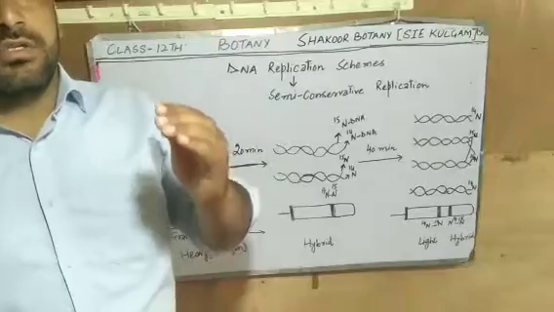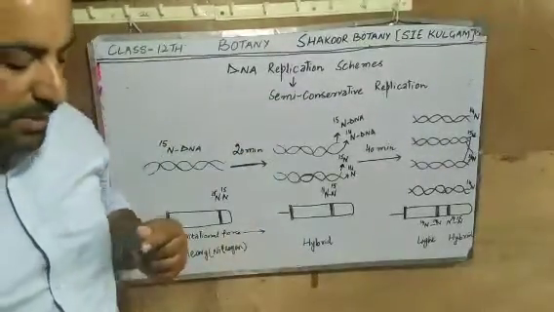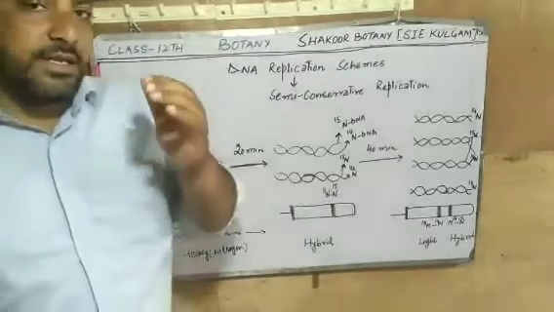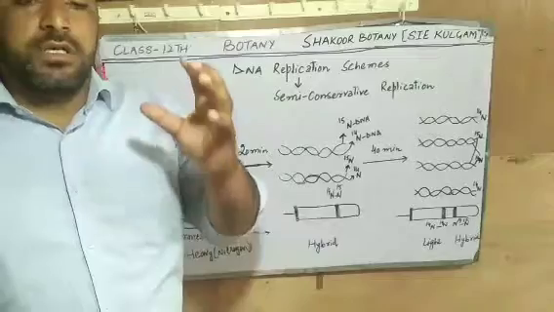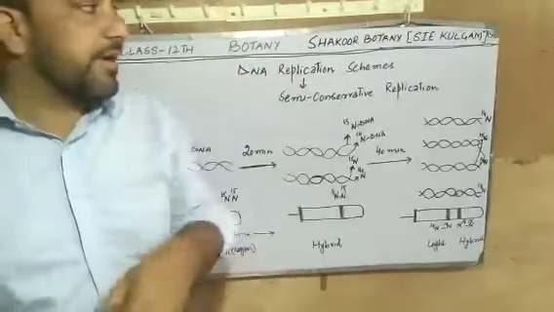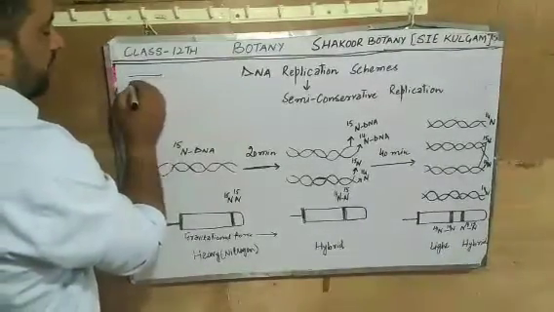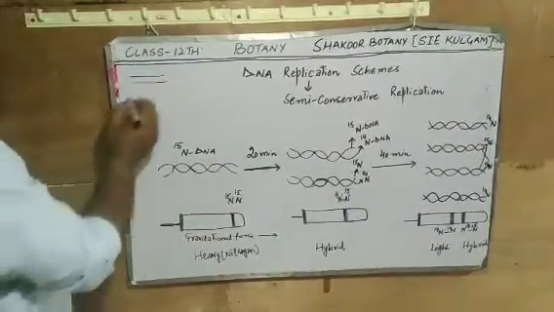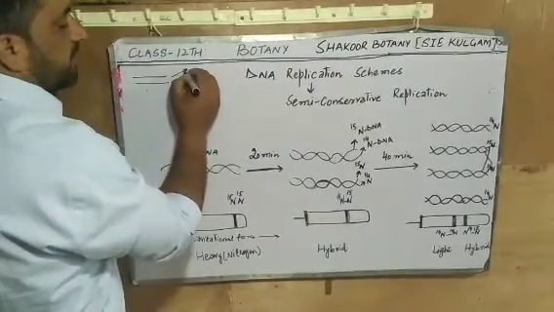Immediately they explained how the process of replication takes place in DNA, and they said that during the process of replication the two strands of the DNA get separated from one another. For example, we are having a double-stranded DNA molecule. This is a double-stranded DNA molecule, and during the process of replication the two DNA strands get separated.